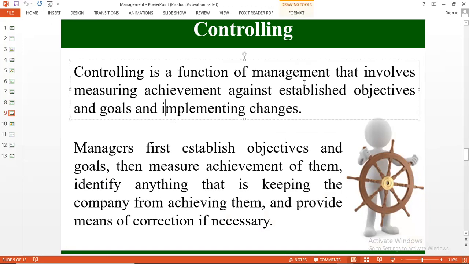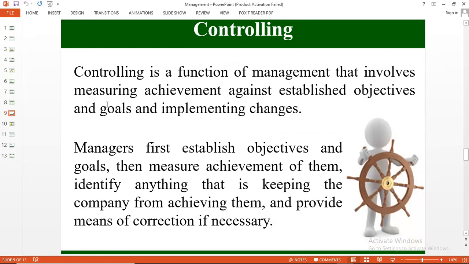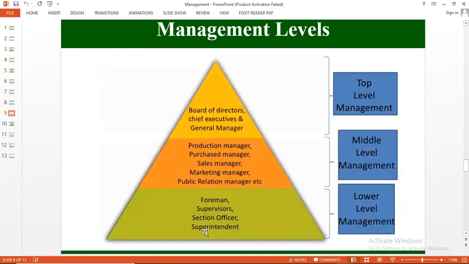Controlling is a function of management that involves measuring achievement against established objectives and goals and implementing changes. Managers first establish objectives and goals, then measure achievement of them, identify things that are keeping the company from achieving them, and provide means of correction if necessary. So these are the controlling aspects in management functionality.